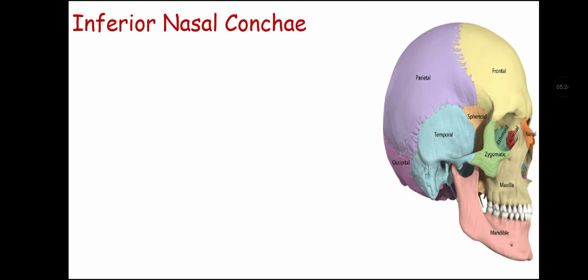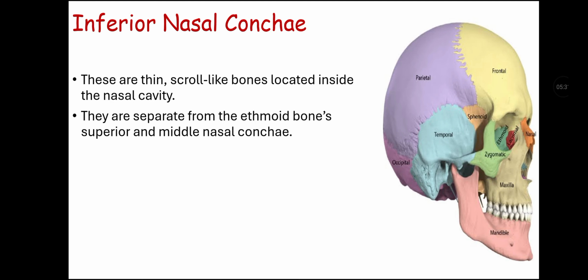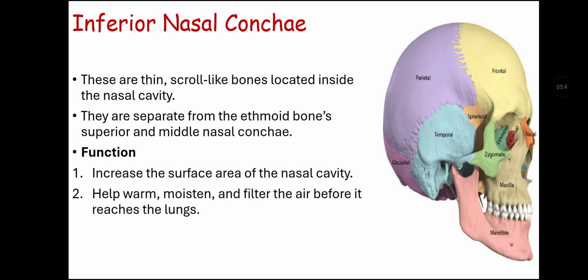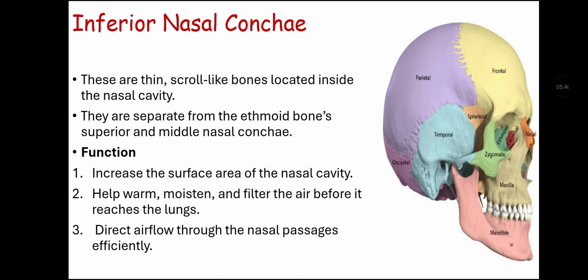Next bone is inferior nasal conchae, that is also a facial bone. These are thin scroll-like bones located inside the nasal cavity. They are separate from the ethmoid bone, superior and middle nasal conchae. Function: they increase the surface area of the nasal cavity. Second, it helps to moisten and filter the air before it reaches the lungs. They direct airflow through the nasal passages efficiently.